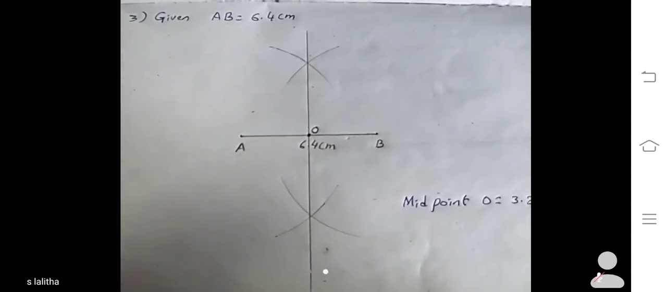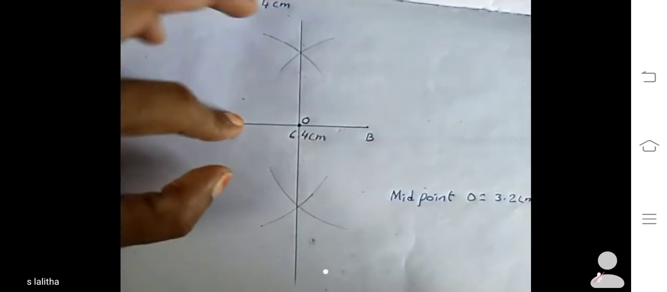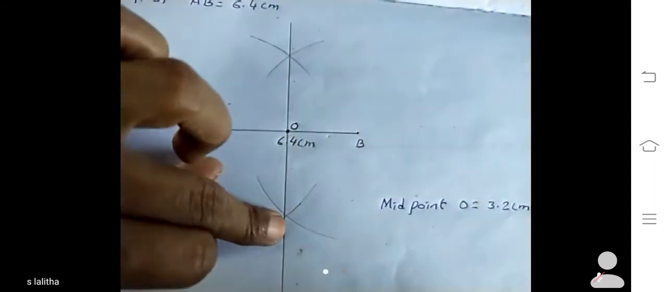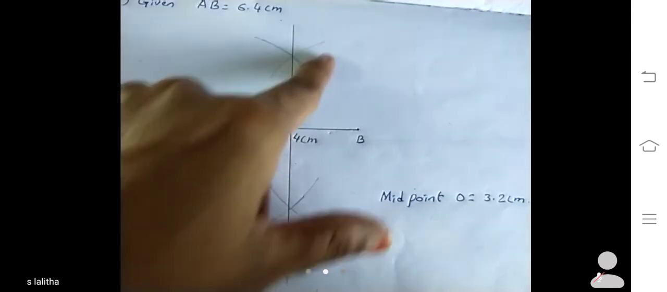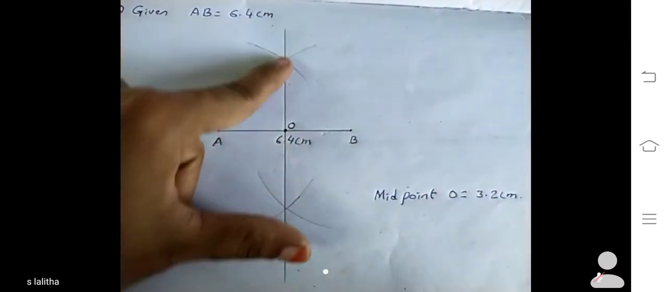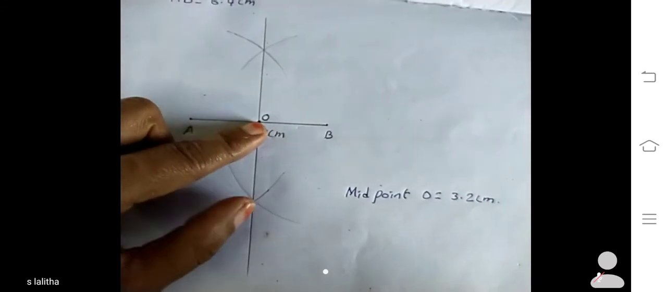First you have to take the ruler. Draw a line segment 6.4 centimeters. Okay. Then take the compass. Measure more than half of this radius. More than half like this. And with center A, draw an arc upside and downside. And also with center B, same radius, draw an arc upside and downside. Then join this line. We will get the midpoint here. Okay. So this is the midpoint.